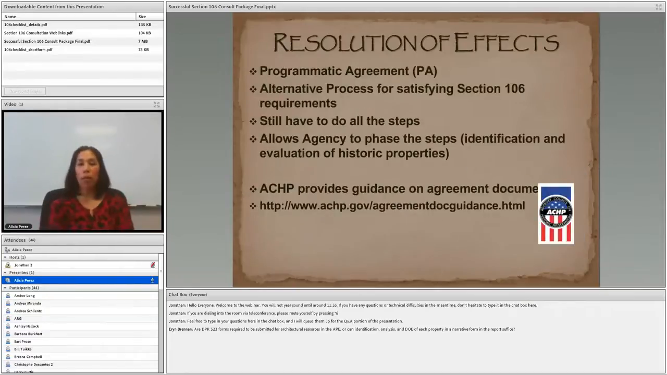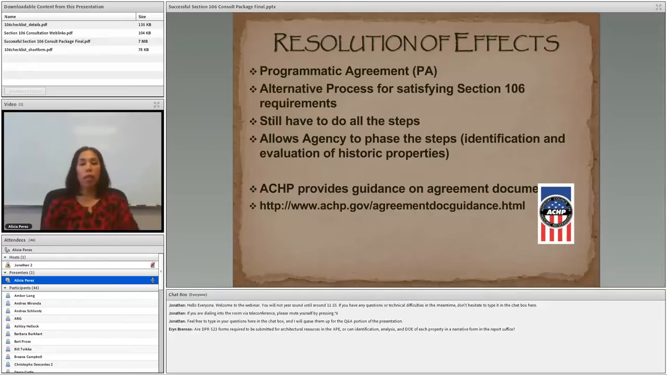Another agreement document that could be drafted to resolve adverse effects is the programmatic agreement, or PA. This is an alternative process for an agency to satisfy Section 106 requirements, but it's important to note that they still have to do all the steps. And it allows the agency to phase the steps. So for instance, if the APE couldn't fully be surveyed during your identification efforts because of access issues, you may need to phase your identification and evaluation of historic properties. So in this case, a PA would be applicable.